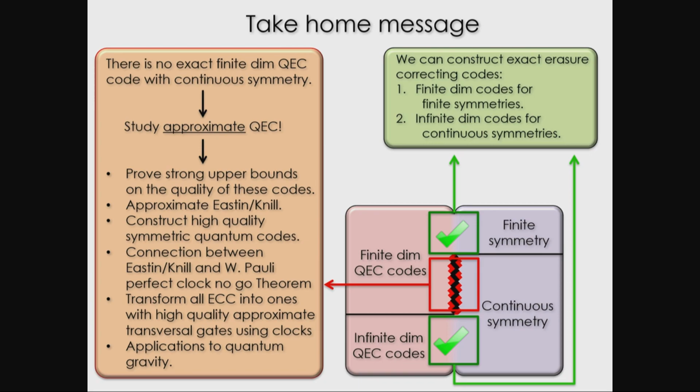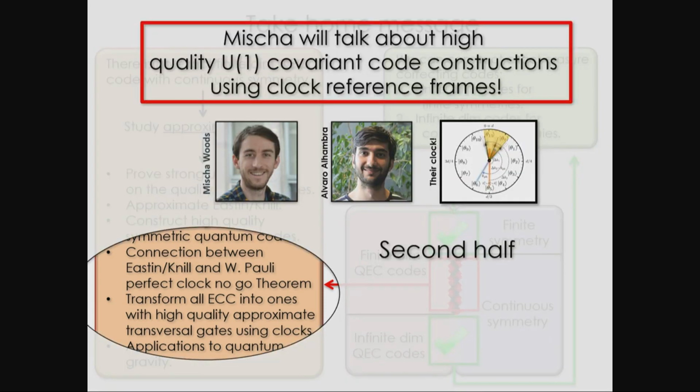And for this talk, we're going to focus on this regime. And then what we're going to do is study approximate quantum error correction. We're going to prove strong upper bounds on the quality of these codes. We're going to ask, if you have covariance, if you have symmetry, what's the best you can do? Prove an approximate version of the Eastin-Knill theorem. We construct high-quality symmetric quantum codes. And then I'm going to hand it over to Mischa, who's going to talk about the connection between the Eastin-Knill theorem and Pauli's perfect clock no-go theorem. And he's going to tell you how to transform quantum error correcting codes into high-quality approximate transversal gates using clocks and reference frames.